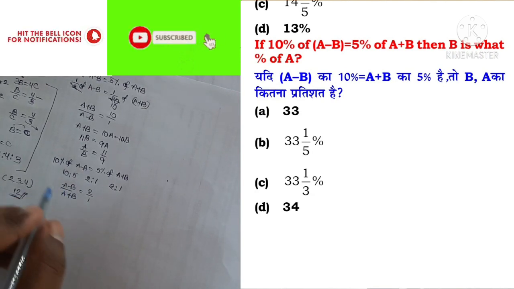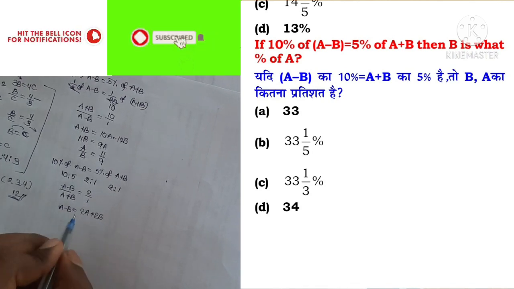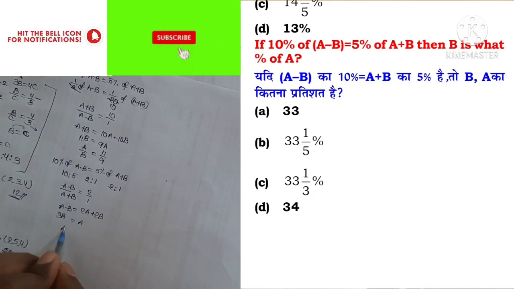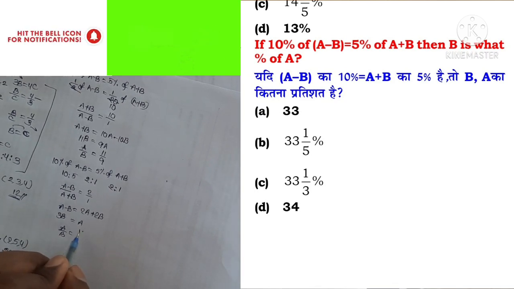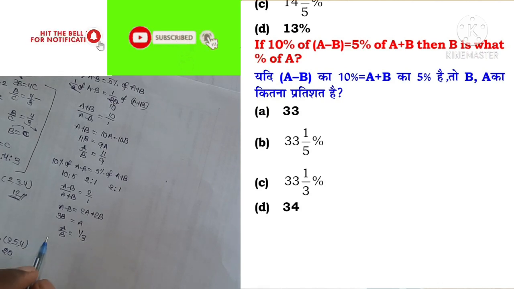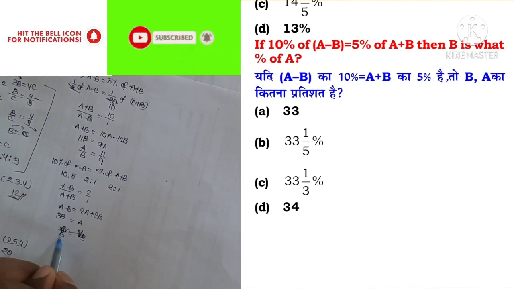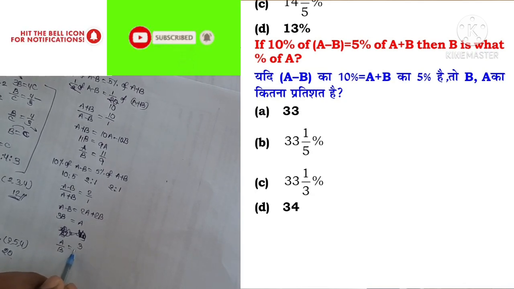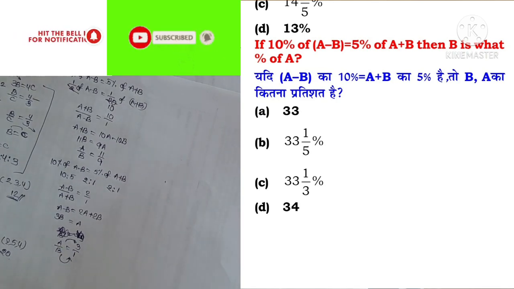Okay, so do cross multiplication. a minus b is equal to 2a plus 2b. So a is equal to 3b. So a by b is equal to 3 by 1. So the value of a is 3, value of b is 1.